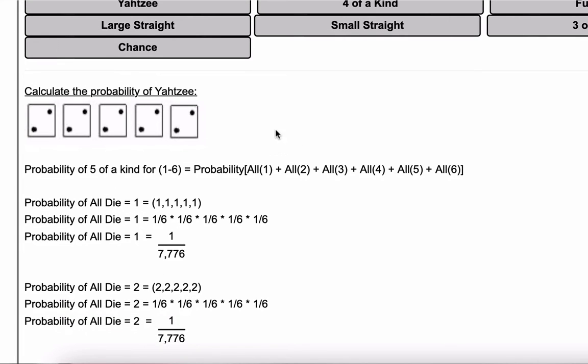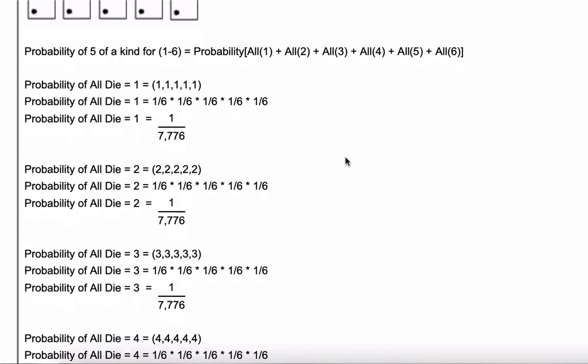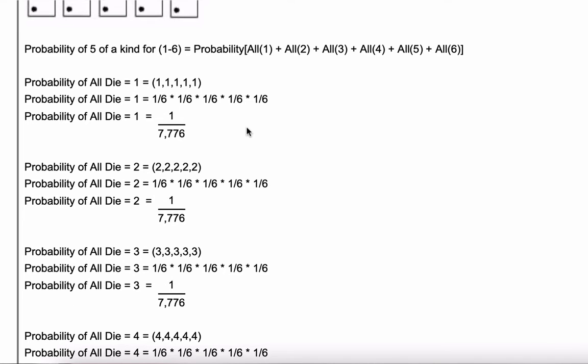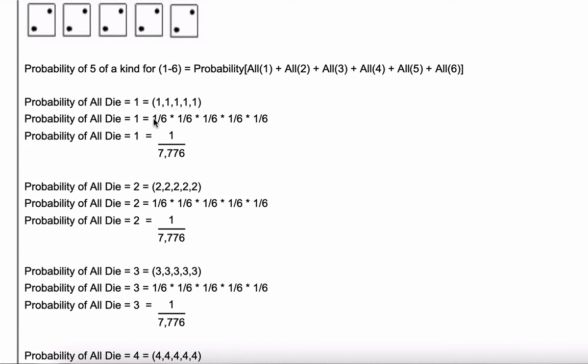So for Yahtzee, we can have all ones, all twos, all threes, all fours, all fives, or all sixes. The probability of getting the same face on 5 straight dice, because each roll is independent, is 1/6 times 1/6 times 1/6 times 1/6 times 1/6. Simplified, that's 1 over 7,776.